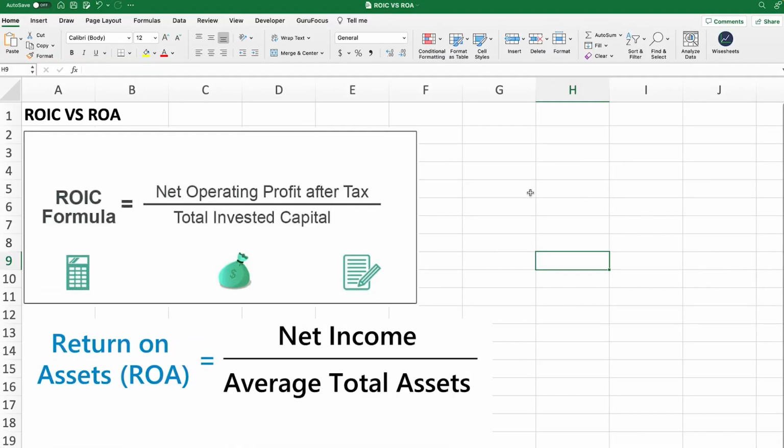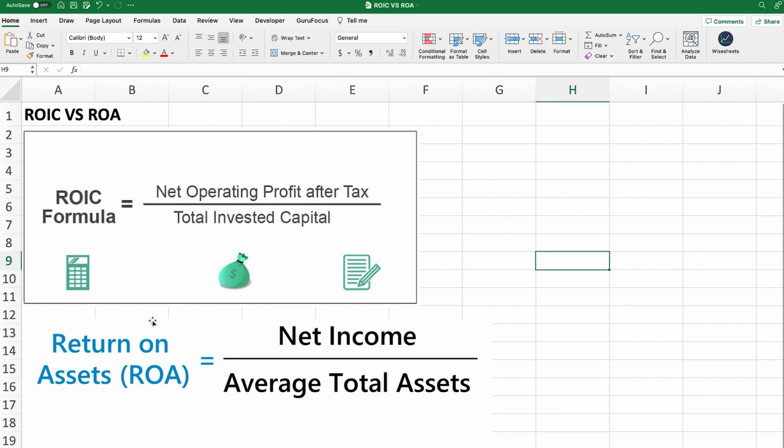Okay, so the first step to really understanding the difference between the ROIC, the return on invested capital, and the ROA, the return on assets, is to look at the first principles, which in this case is to look at the different formulas. So starting with the ROIC, the formula is the net operating profit after tax. This is the key term, after tax, divided by the total invested capital of the company.